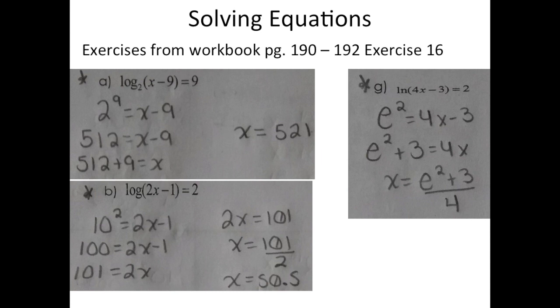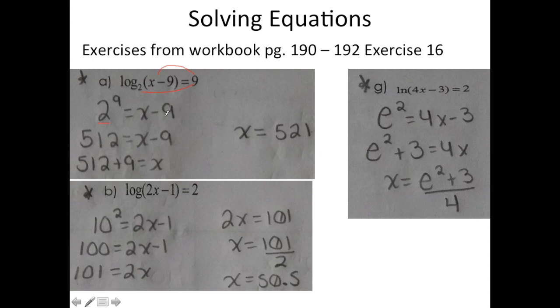If you take a look at your exercises from the workbook, pages 190 to 192, exercise 16, if you have something like log base 2 of x minus 9 is equal to 9, and you are asked to solve the equation, you need to find the value of x. When you have it as a logarithm, what you have to do always, guys, is change it into an exponent. Remember, you take the base of the log, which is 2, and you convert it into the base of your exponent. The exponent would be the 9, so I have 2 to the 9 is equal to x minus 9.